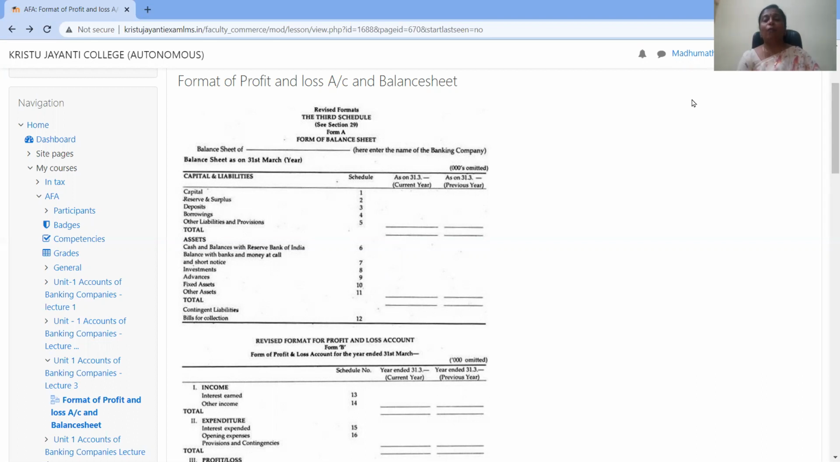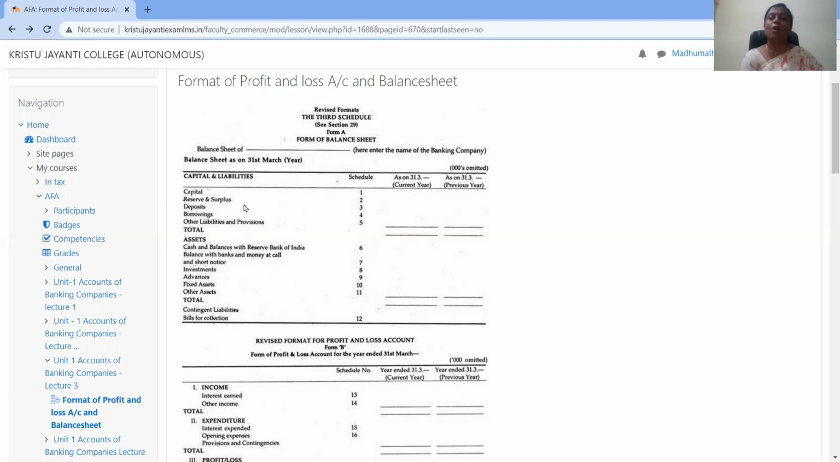particular video. The first one is your balance sheet, which has to be prepared as per your Form A. So Form A of RBI, and as per our Banking Regulation Act, the balance sheet has to be prepared. So this Form A has divided the balance sheet into two groups, and it starts from schedule number 1 till schedule number 12. The first part of your balance sheet is your capital and liability. So under that, schedule number 1 will be for your capital. So you can see here, schedule number 1 will be for your capital.